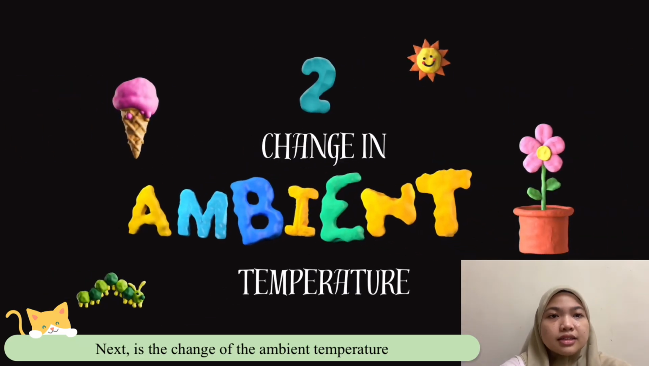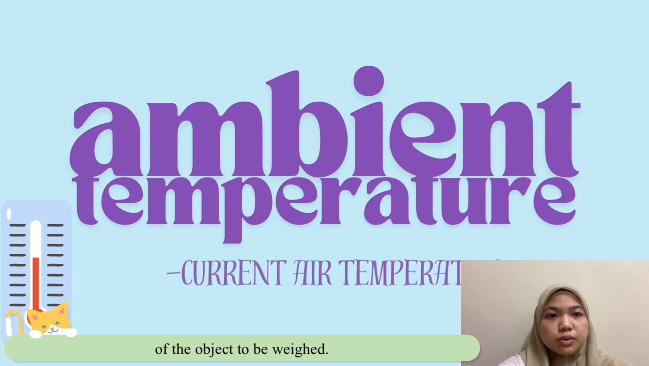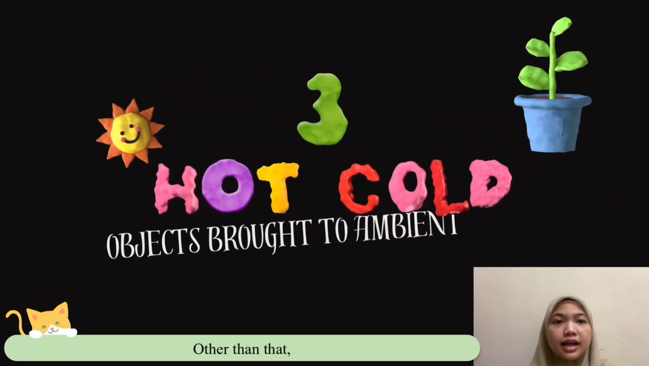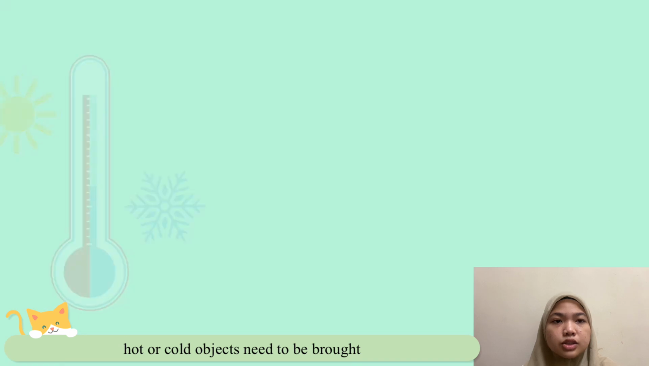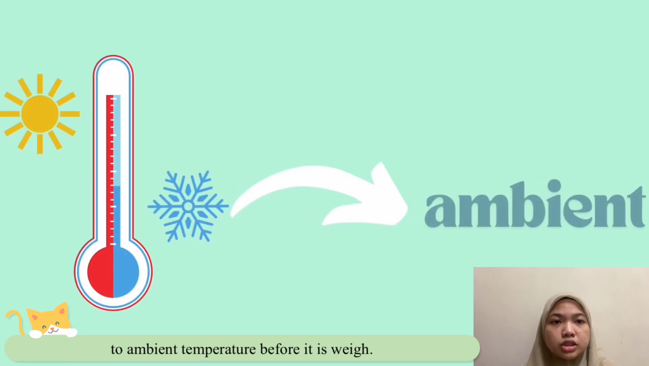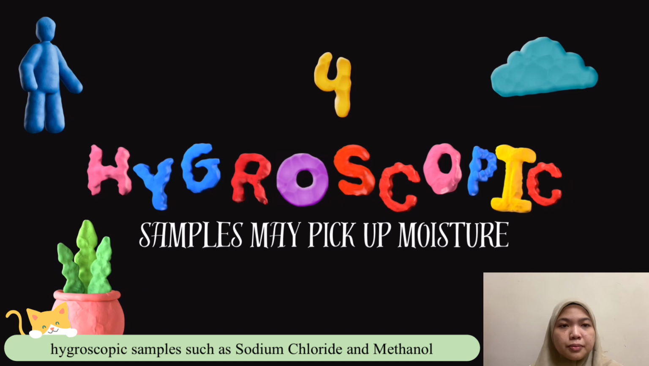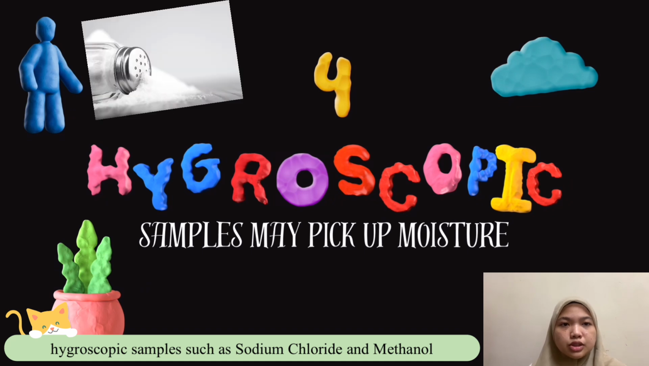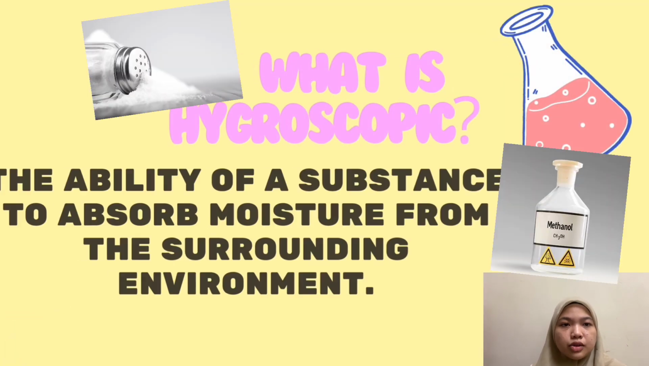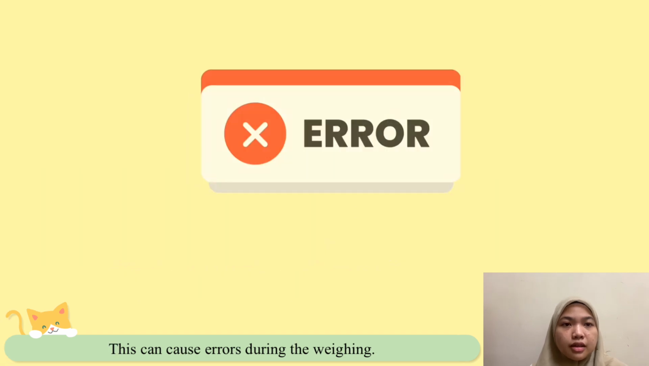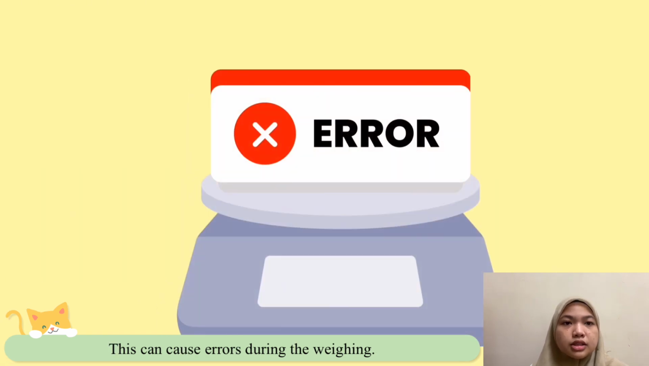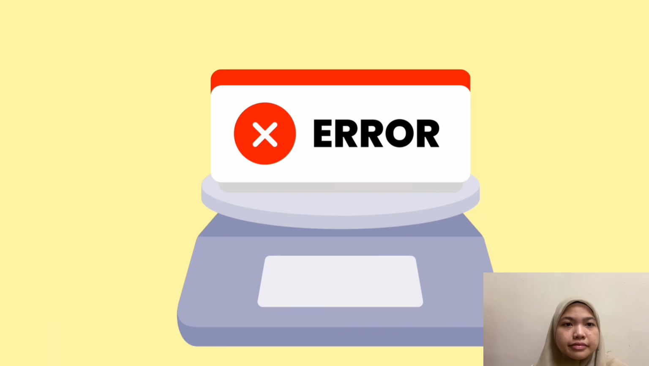Next is the change of ambient temperature of the object to be weighed. Hot or cold objects need to be brought to ambient temperature before they are weighed. Lastly, hygroscopic samples such as sodium chloride and methanol may pick up some moisture during weighing. This can cause errors during the weighing.